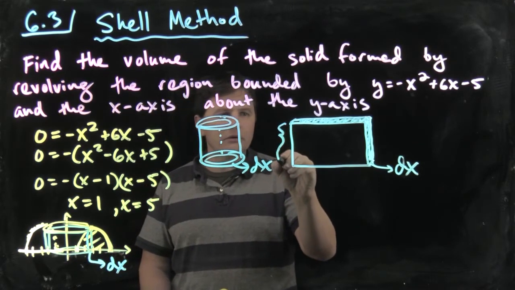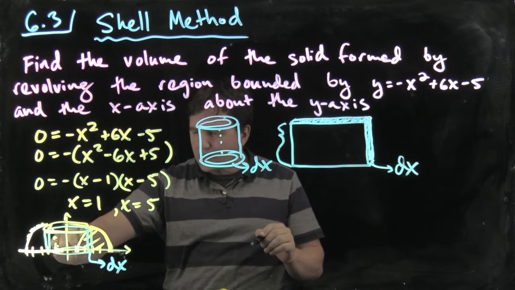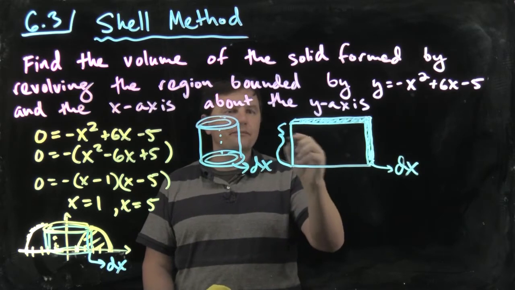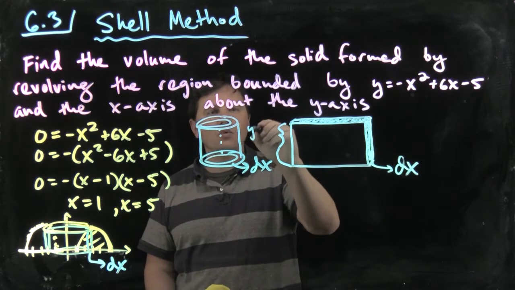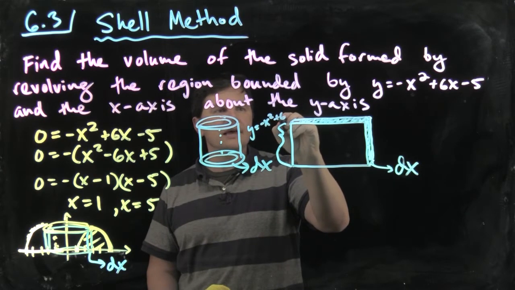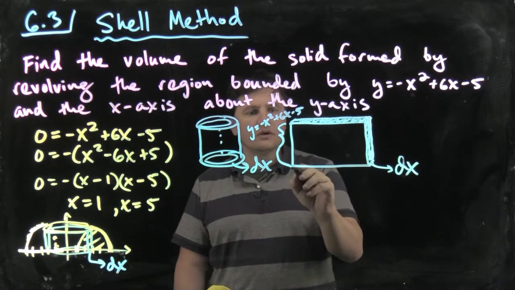The height here comes from right here. The height is just going to be our function, right? So wherever I cut this thing, that height is going to be the function y equals negative x squared plus 6x minus 5. So that's the height here.